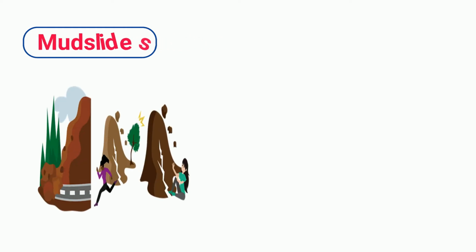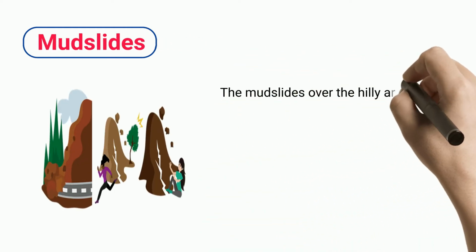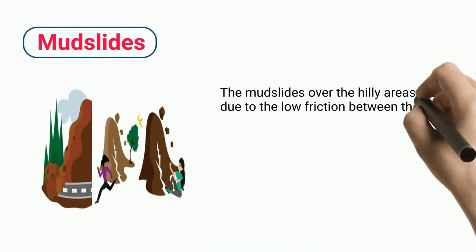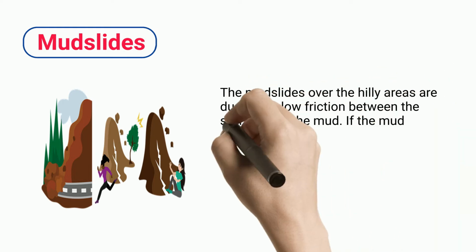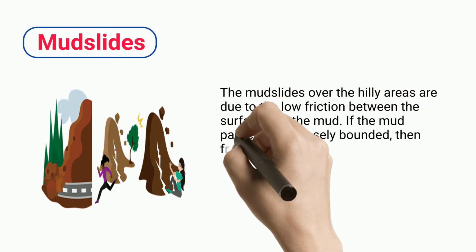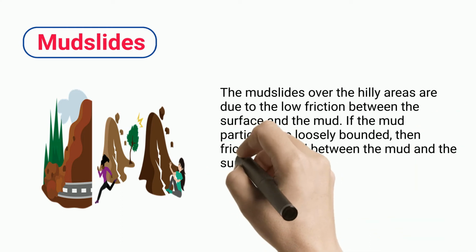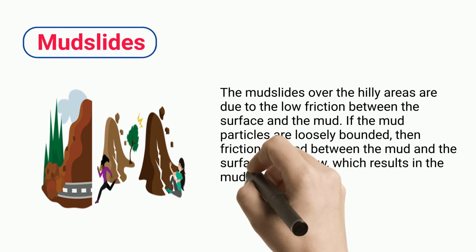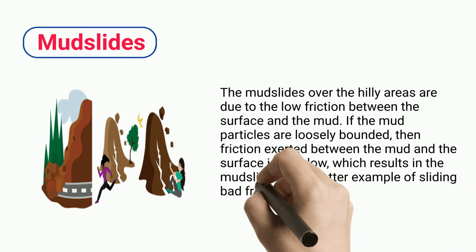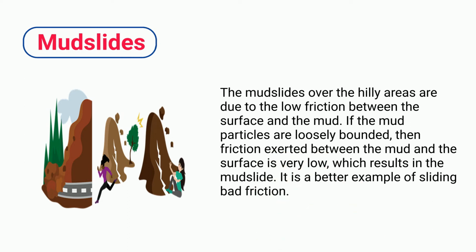Mudslides. The mudslides over the hilly areas are due to the low friction between the surface and the mud. If the mud particles are loosely bound, then the friction exerted between the mud and the surface is very low, which results in the mudslide. It is a better example of sliding bad friction.